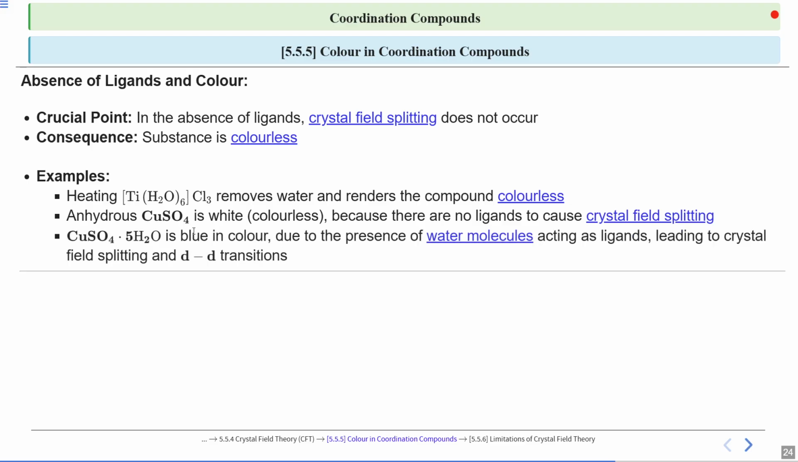Copper sulfate pentahydrate, CuSO4.5H2O, is blue in color due to the presence of water molecules acting as ligands in it, leading to the crystal field splitting and the d-d transition. You can also observe that this complex has water as a ligand, a water molecule as a ligand, which is going to cause the crystal field splitting and the d-d transition, due to which it is blue in color.